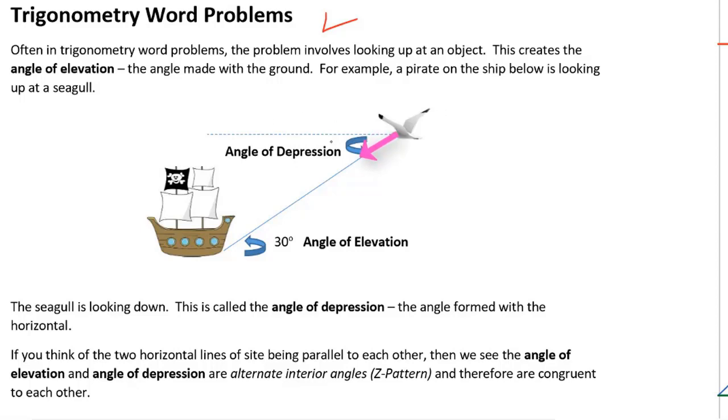So the angle of depression is looking down at an object, and it's the angle that's created with the horizon, okay? And the angle of elevation is the angle looking up at an object, and it's created again with the horizon. So that would be this angle here. So let's see how we can apply that information in the questions.